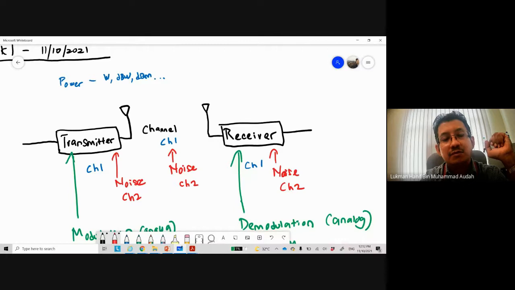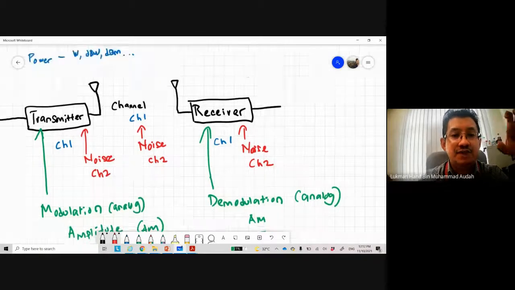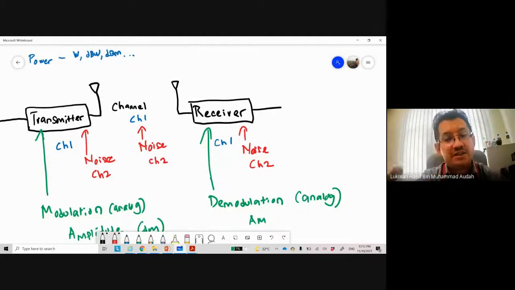Tetapi dalam dunia sebenar akan ada satu device yang boleh berfungsi untuk kedua-duanya sekali. Contoh, you punya handphone. Handphone itu adalah terdiri daripada kedua-duanya, transmitter dan receiver sekaligus. Okay, dia boleh hantar dan juga dia boleh receive signals. Okay, but for this basic concept, I make it separate, transmitter, receiver.